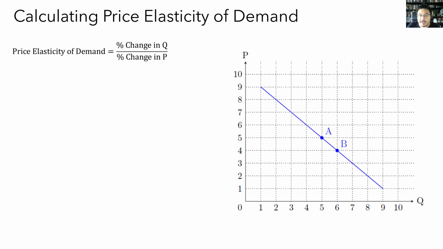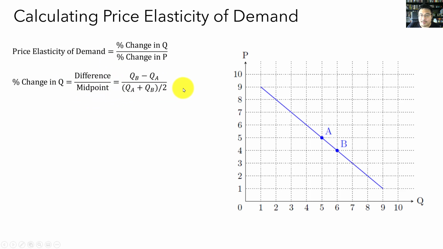We'll start by calculating percent change in quantity. We're going to calculate percent change in quantity using this formula. The percent change in quantity is equal to the difference in quantity between point A and point B divided by the midpoint of quantity between point A and point B. Formulaically, that's equal to QB minus QA divided by QA plus QB all over 2. That's just the formulaic representation of the difference divided by the midpoint.